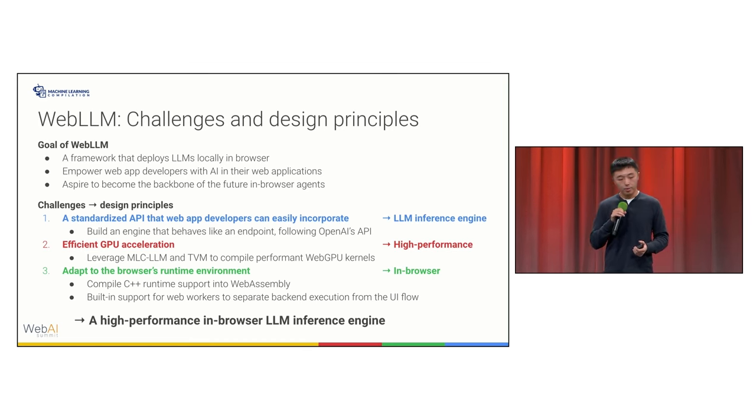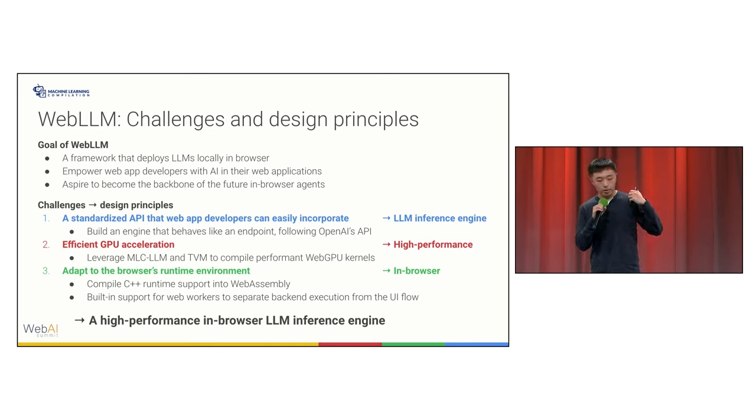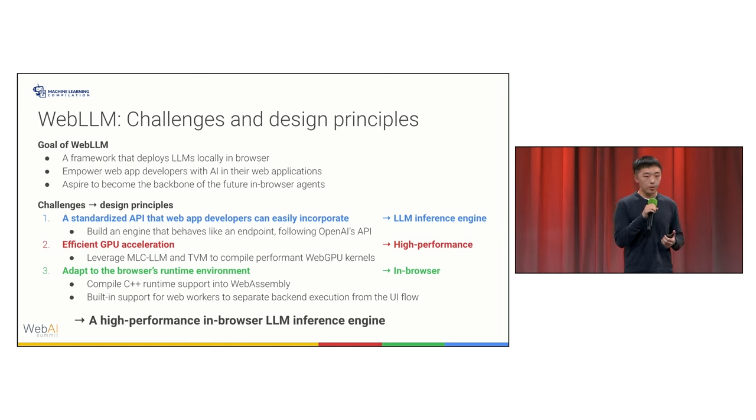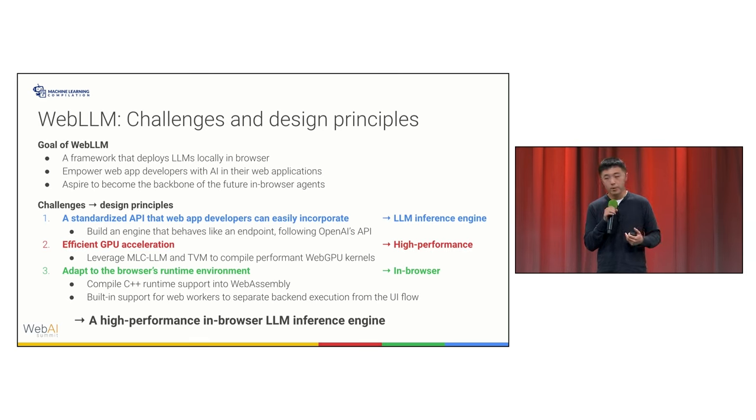The first challenge is that we want to find the right interface so that web app developers can use WebLLM in their web app. We decided to create an engine that behaves like an endpoint and follows OpenAI's API. Therefore, WebLLM is an LLM inference engine. Second, we need to ensure GPU acceleration. LLM is a non-trivial workload, and we need careful design and technologies to enable efficiency. In this case, we leverage the MLC LLM project and the TVM project to compile performant WebGPU kernels.